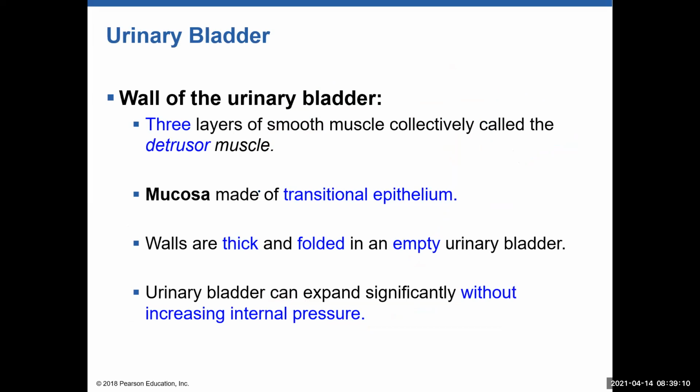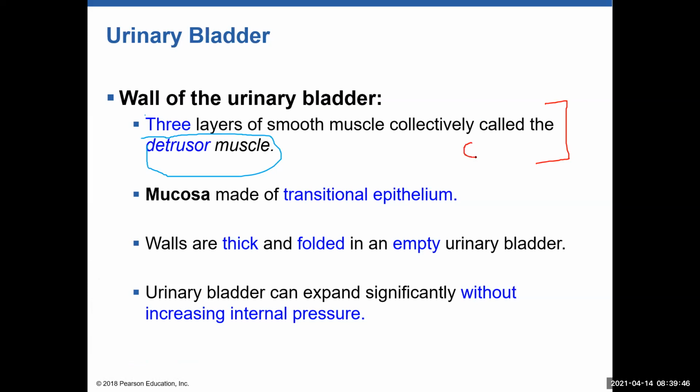So what are the walls of the bladder made up of? Walls of the bladder are made up of three different types of layers. One is called the mucosa, which is simply a transitional epithelium, which I just explained to you. And then second is the smooth muscle. Those smooth muscles are called the detrusor muscles. These are special muscles present only in the bladder, made up of three layers: inner longitudinal layer, middle circular layer, and the outer longitudinal.